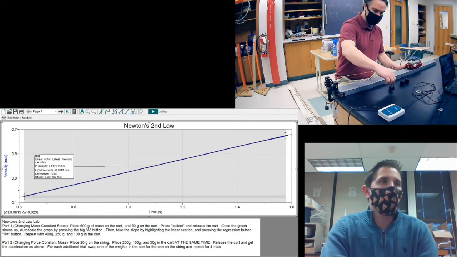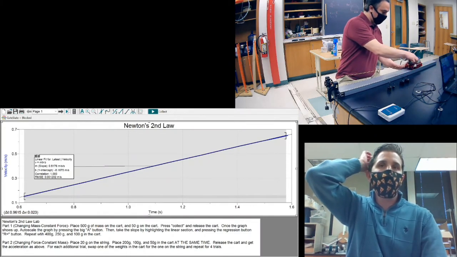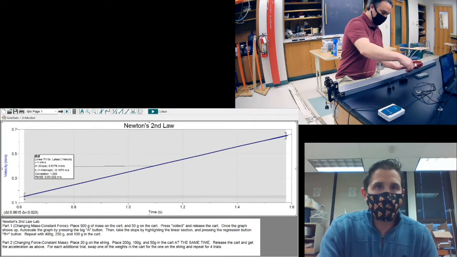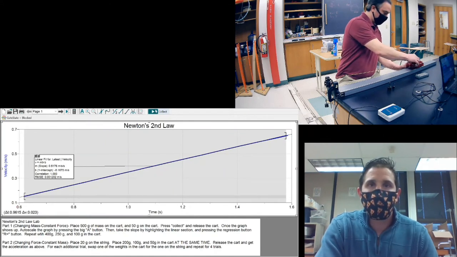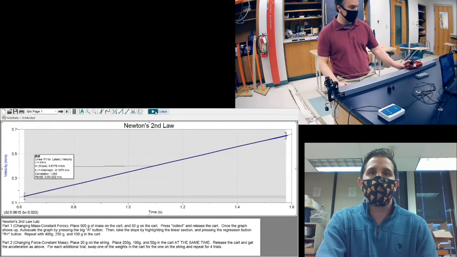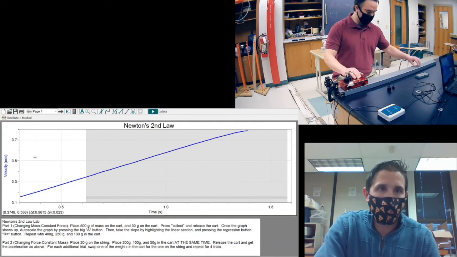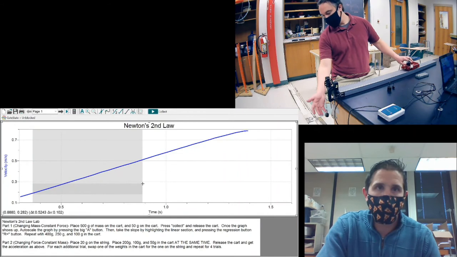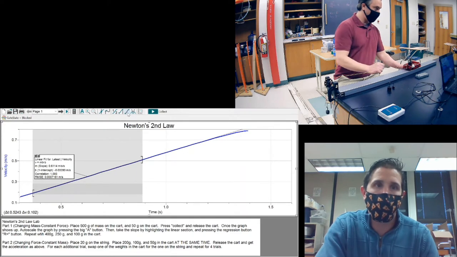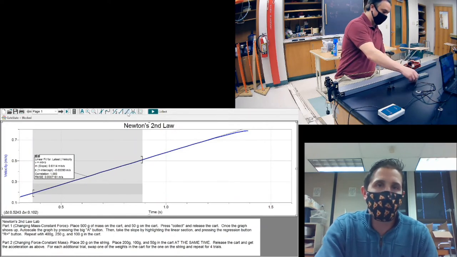How much we added? So we're going to do 400 in the cart and keep the force the same. 400 in the cart? Yep. So, just take these two. Make sure they don't shift. Okay. All right, ready, set, go. Okay. On this one, our slope, so our acceleration is 0.6114 meters per second squared.